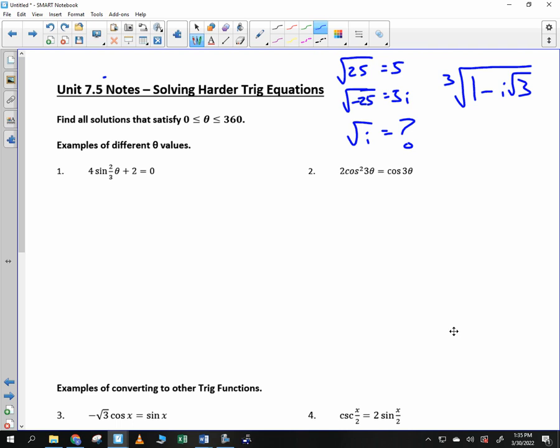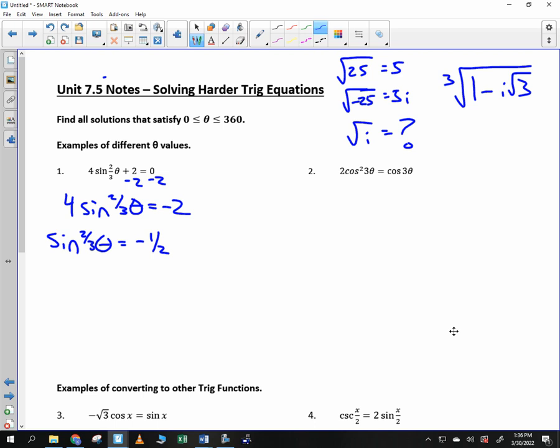Let's solve this equation. What do you do to both sides? Look at how smart you guys are. 4 sine of 2/3 theta is equal to negative 2. What do you want to do now? Divide by 4. Sine of 2/3 theta is equal to negative 1/2.